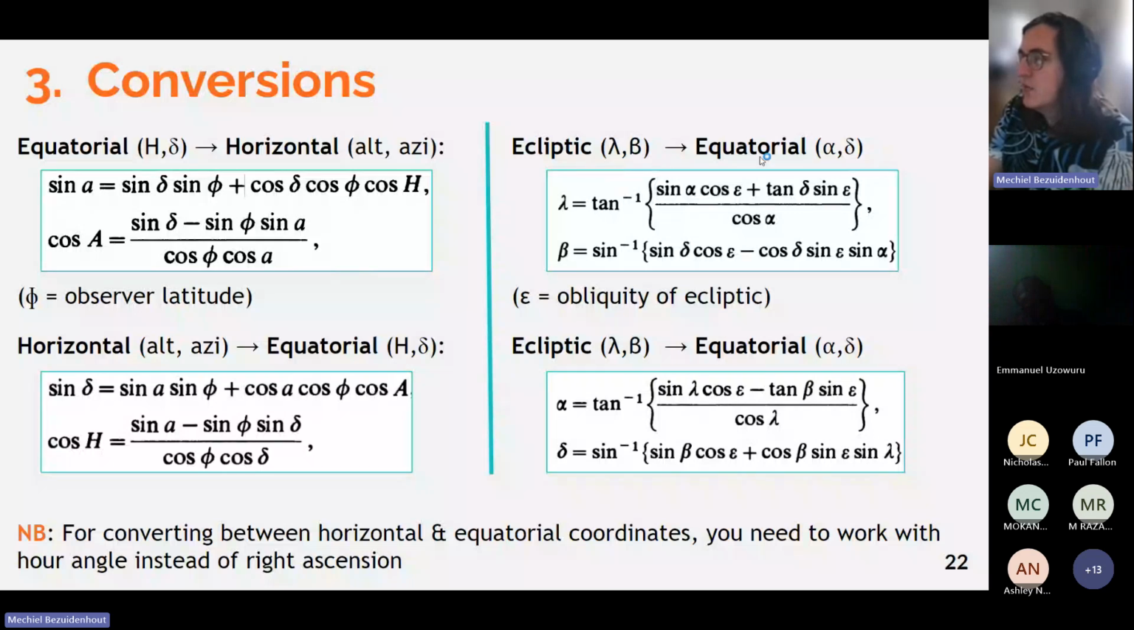When you're moving between ecliptic and equatorial coordinates, here both are centered on the Earth rather than the observer. So you don't have to use the hour angle. Here you can use the right ascension alpha, and you don't have to know the latitude of the observer, but you need to know the obliquity of the ecliptic. That's basically how the ecliptic is inclined at a given moment. There are equations that you can use to calculate that, or you can just look it up. But then you can just use those equations directly.